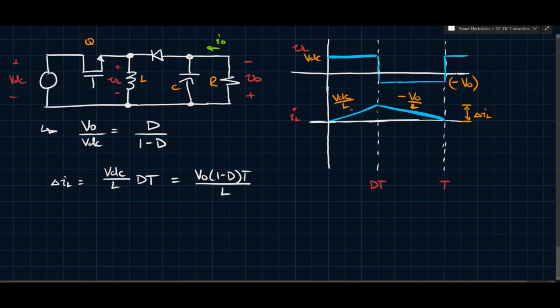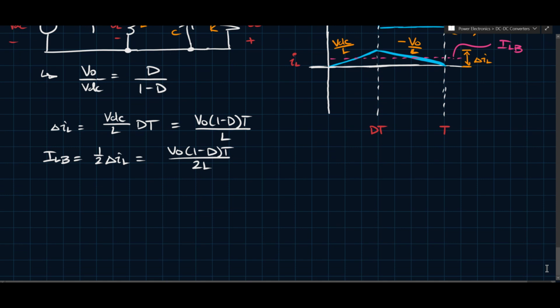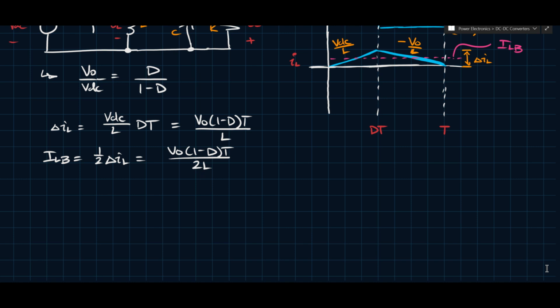Now, during this time, you will also have an average, right? So this is going to be an average inductor current. And at the boundary, we call this average current ILB, because that's the boundary current. Based on this waveform, you can see that the average is going to be right in the middle, so the average is going to be 1/2 of the ripple. So ILB is going to be 1/2 of delta IL. And that means it'll be VO (1 minus D) T over 2L. So that's the average boundary inductor current based on the ripple.